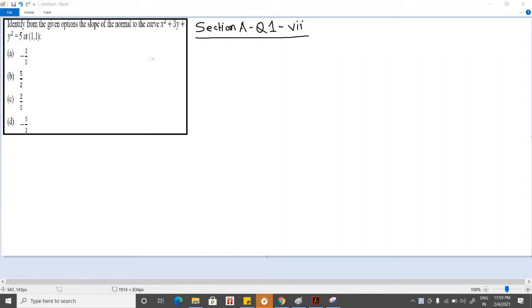So here we have to find out the slope of the normal to this particular curve, and the normal is drawn at point (1, 1). Let us first of all write down the curve. It is x square plus 3y plus y square equals to 5. Let us assume that this curve looks something like this, and here is our point (1, 1). At this point our normal is drawn.